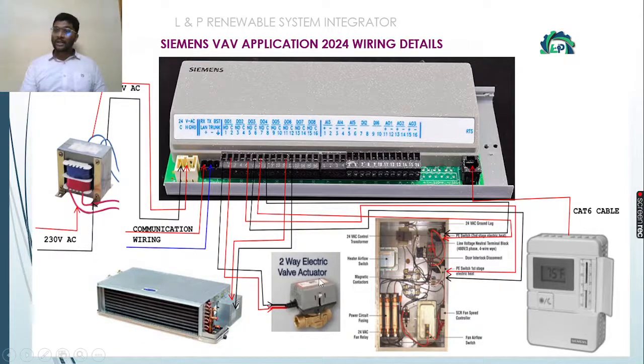Either you can use the damper actuators in the VAVs, or if you're going for fan coil units, you need 2-way electrical actuators. And also see here we have stage 1 and stage 2 switches. These switches will get enabled by these terminals D03 and D04. And as we told earlier, in order to connect to the RTS, we need a room temperature sensor.